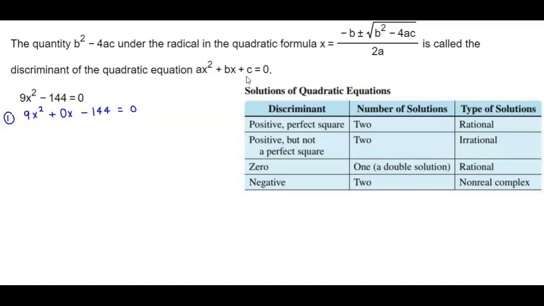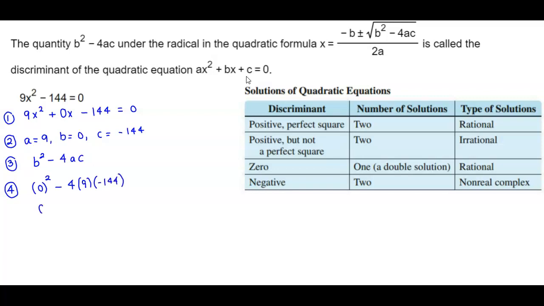Okay, so now we can determine that the value of a is equal to 9, the value of b is equal to 0, and the value of c is negative 144. Remember that the discriminant is b squared minus 4ac. So now let's go ahead and plug that in. We know that b is 0, so we're going to square 0 and then subtract 4 times a, which is 9, times c, which is negative 144.